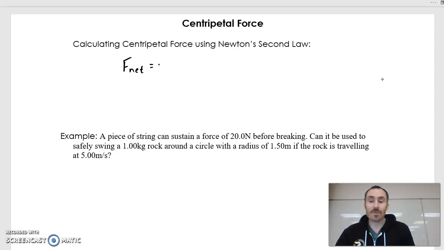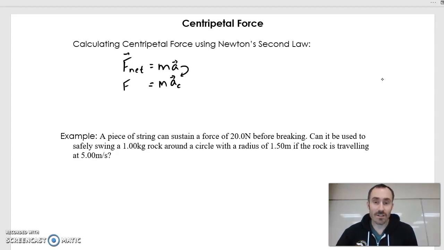F net equals ma. That's Newton's second law. And if we're talking about circular motion in particular, this acceleration is actually centripetal acceleration, so we can just put that a_c in there. And this net force is any set of forces that are causing that centripetal acceleration, so we would call that F_c, or centripetal force. So the centripetal force is equal to the mass times the centripetal acceleration. Okay, that's just the second law, and we've just made it specific to circular motion.